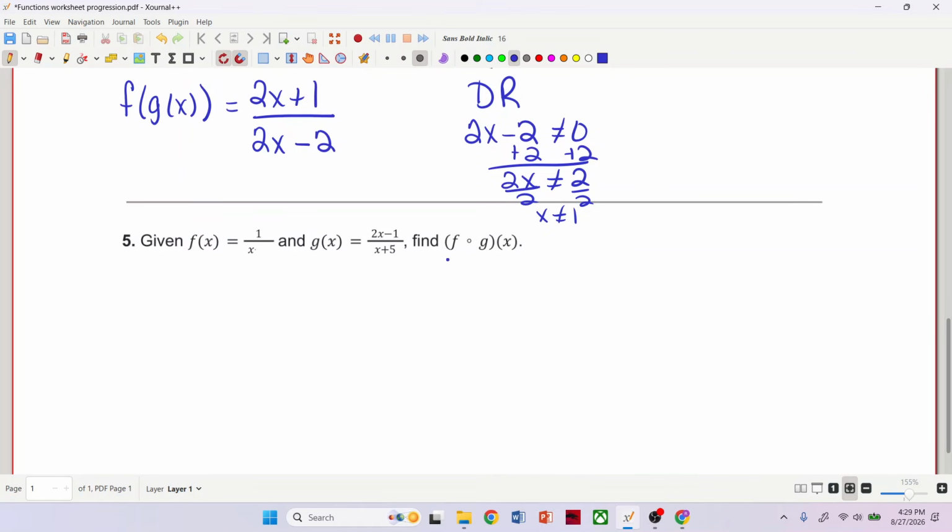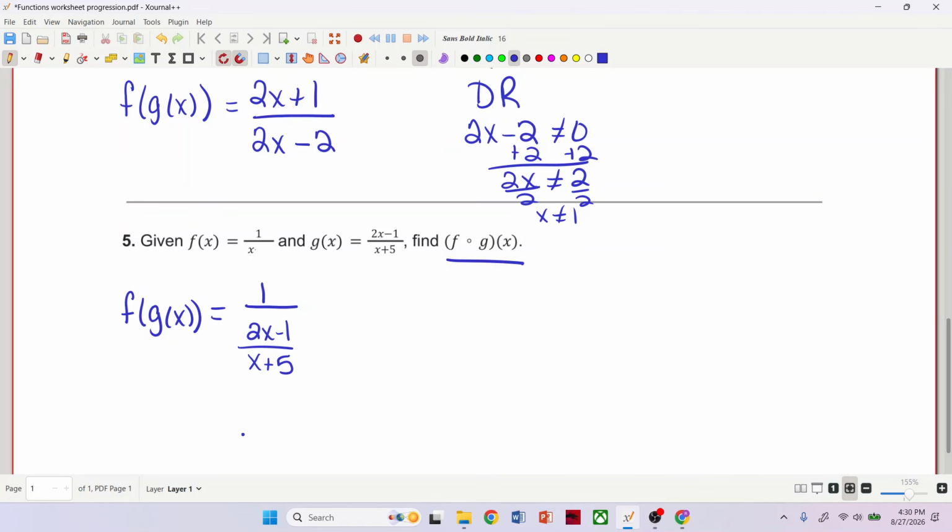All right, on our last one, f of g of x. This is 1 over x. I know it looks a little funny. I think it's just the way my equation imported, but it just means 1 over x. So we're going to plug in 2x minus 1 over x plus 5 into this equation here, into our f. So we keep our 1. Then we're going to change x to all of this. So 2x minus 1 over x plus 5.